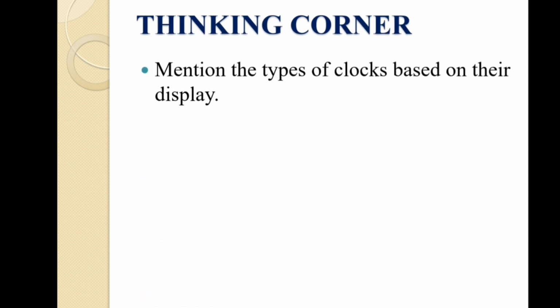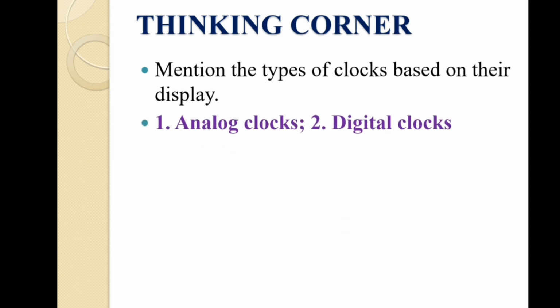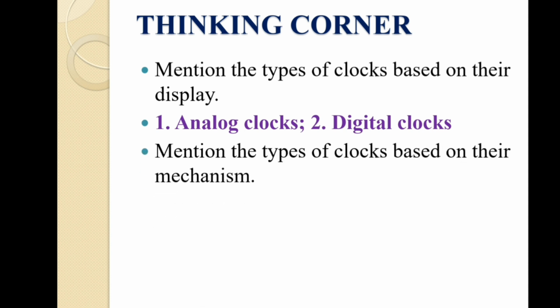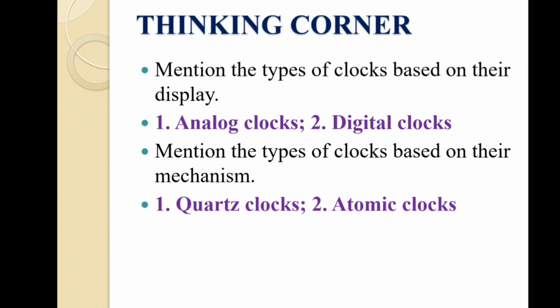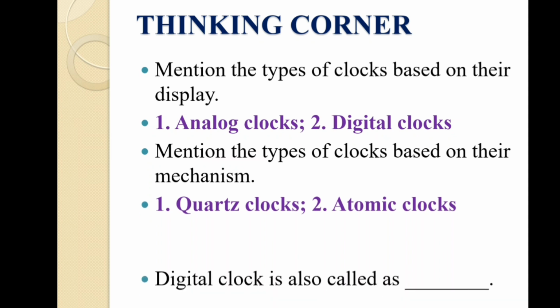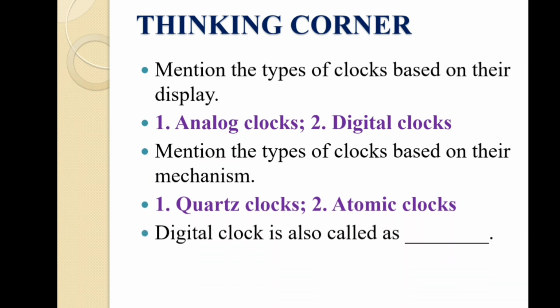Mention the types of clocks based on their display. Analog clocks and digital clocks. Mention the types of clocks based on their mechanism. Quartz clock and atomic clock. A digital clock is also called electronic clocks.